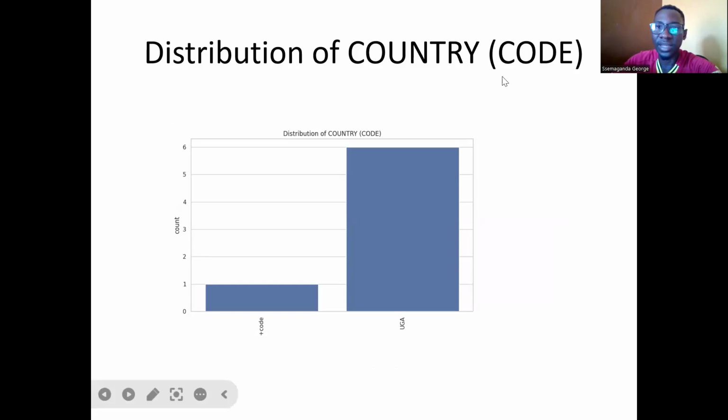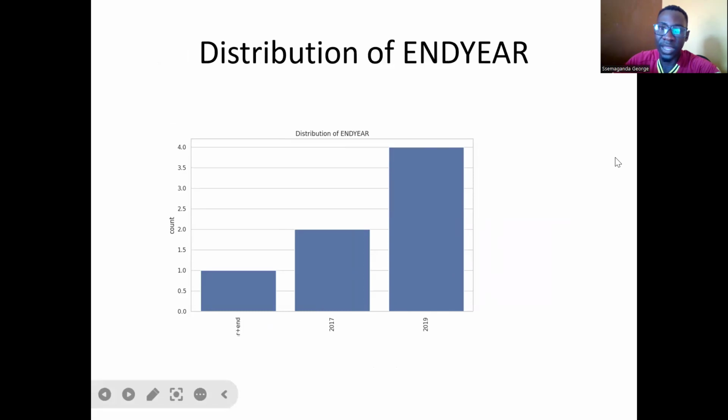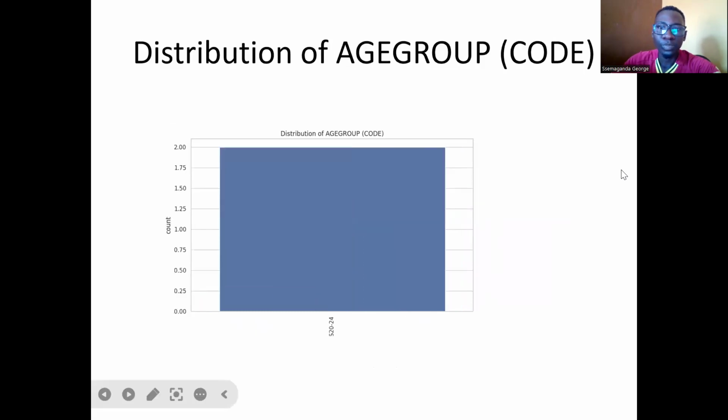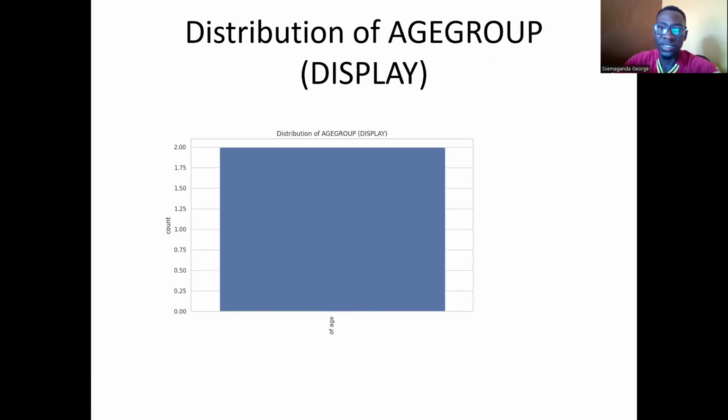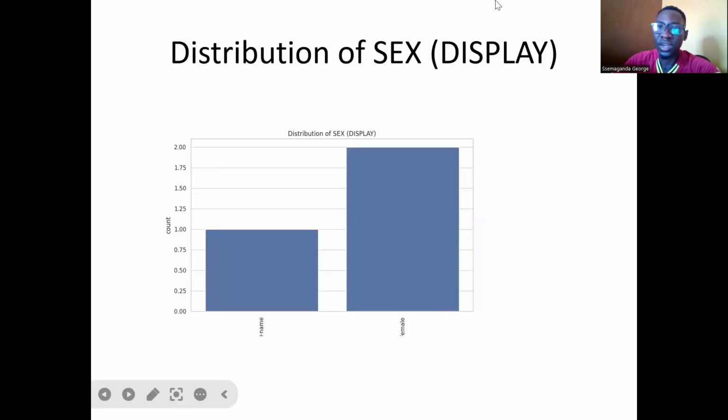Then here is just the country code. Then the statistics have to be from a specific country, and then the start year when the statistics began, and then the end year when the collection of the statistics ended. So basically, this is it. This is the age group for the target group for the statistics, and then the display of the age group still. So the sex of the target community, maybe if they are targeting females or males, and now the display for that.